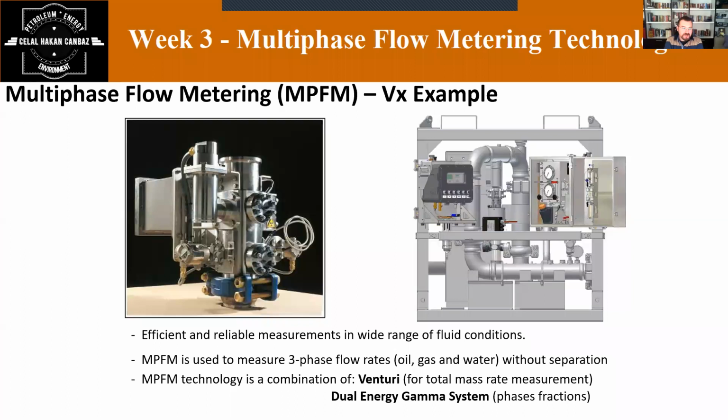We mentioned the Venturi and we mentioned the dual energy gamma system. This technology is the combination of these two. The Venturi is used for the calculation of total mass rate, and the dual energy gamma system is used for the calculation of phase fractions. A fluid model combines these two and gives you the rates of individual phases. It works like this, basically.